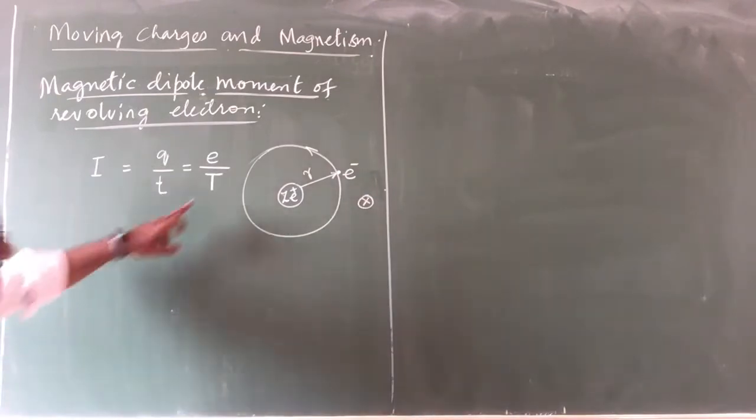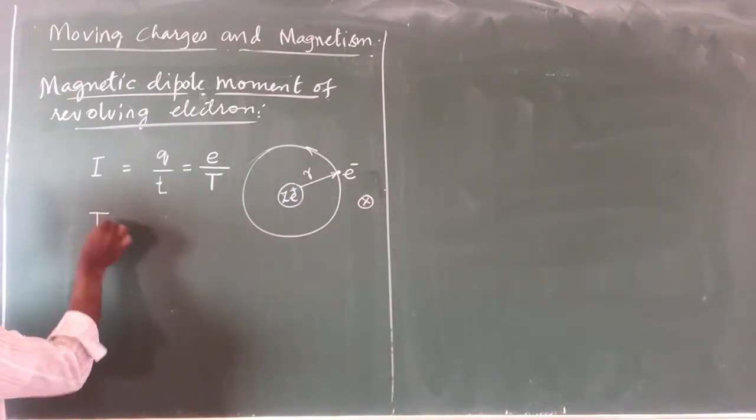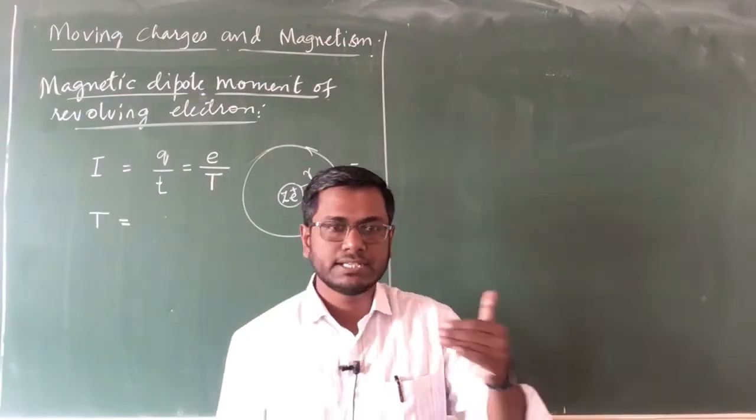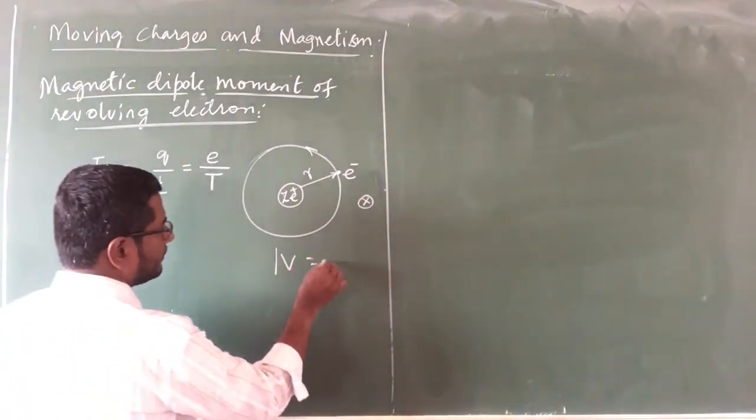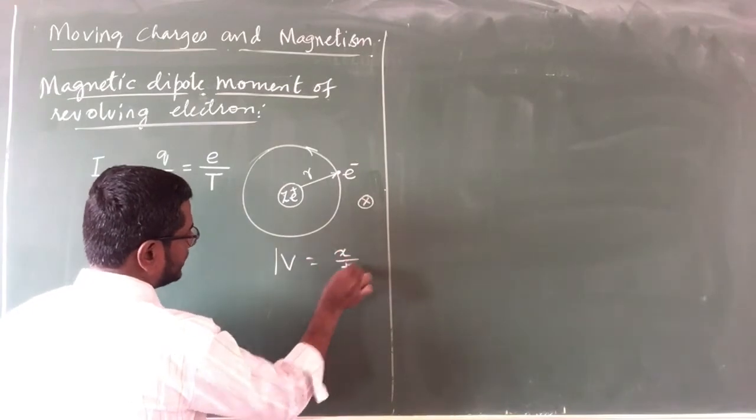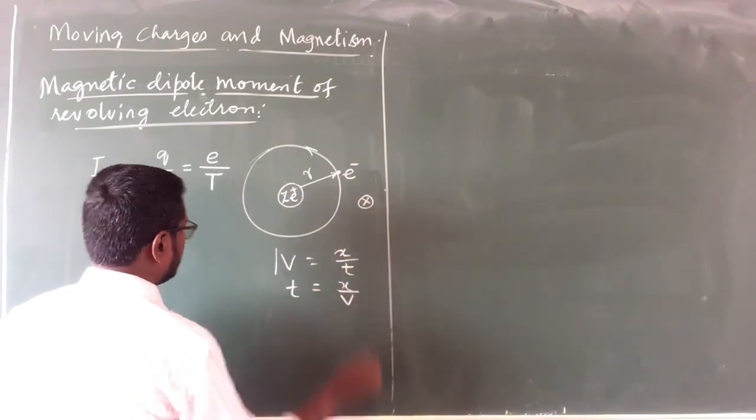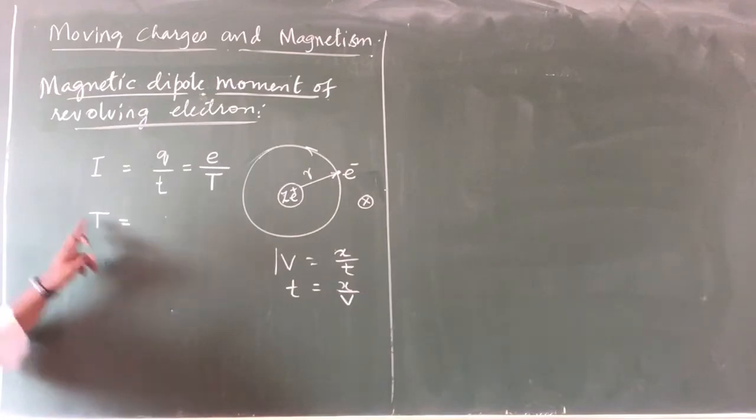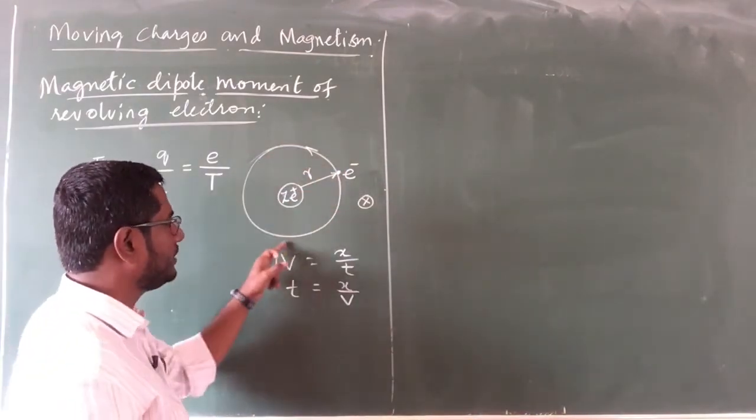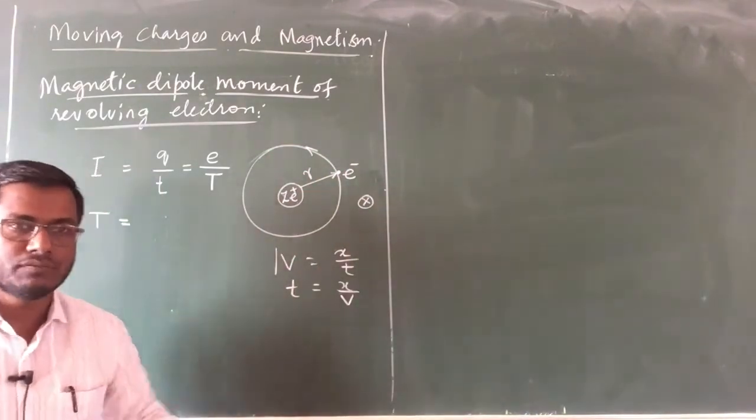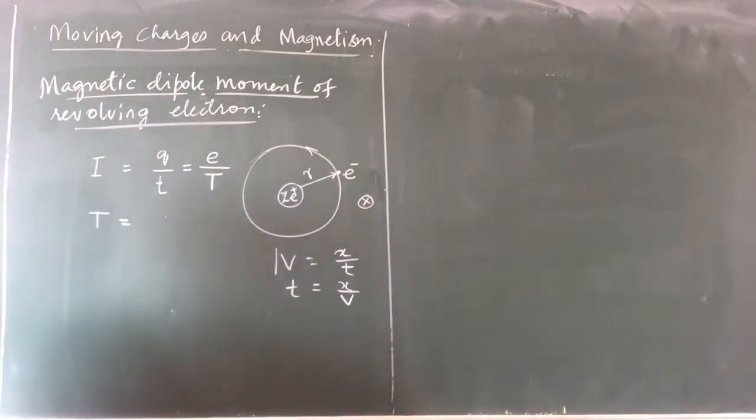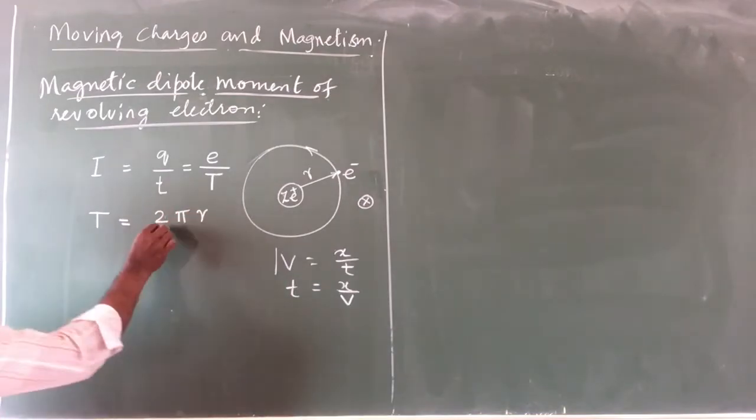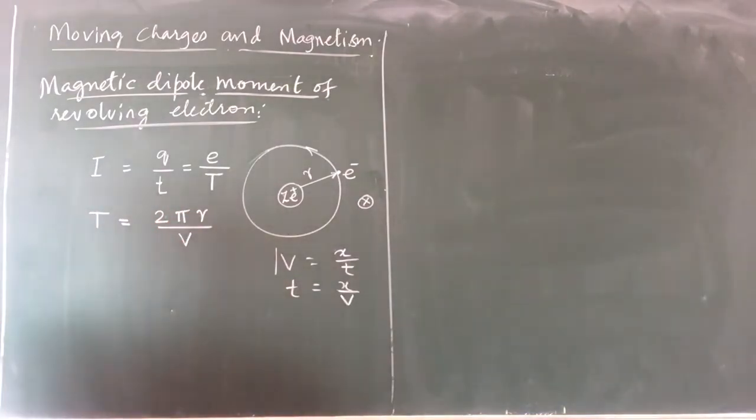If I want the value of this time period T, we know velocity is equal to distance by time. If I want time, it will be distance by velocity. So the time here will be the distance traveled. How much distance is it going to travel? It is going to be one revolution, and one revolution will be the circumference of that orbit. So it will be 2 pi r divided by the velocity, let us say the velocity is v. So that is the time period.